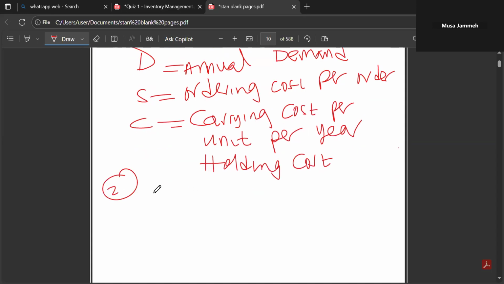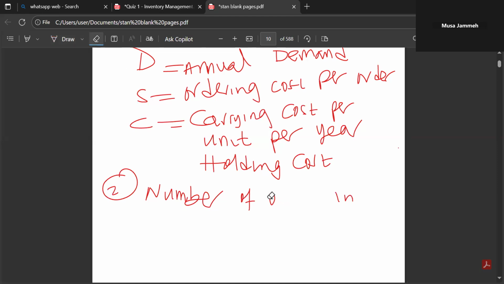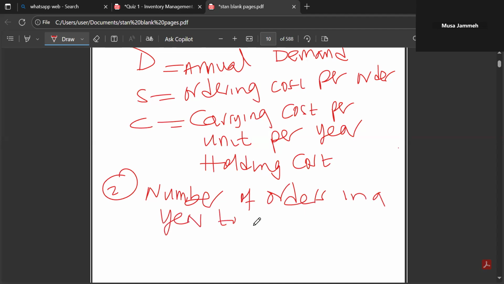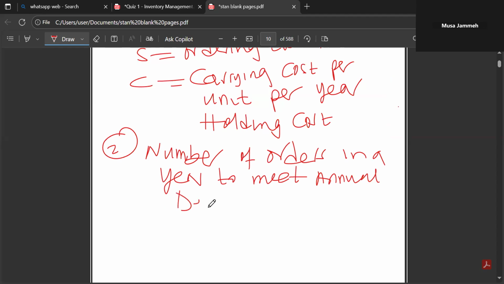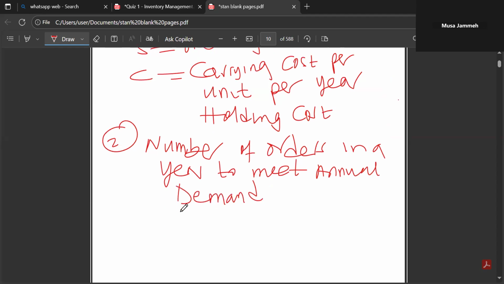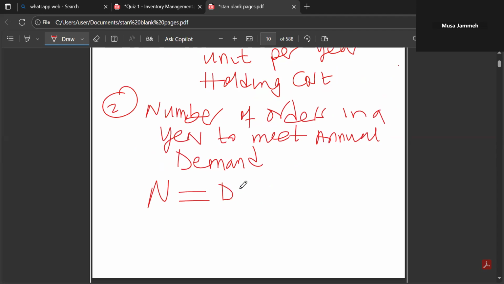Then the number of orders in a year to meet annual demand. So this is N is equal to D over Q.